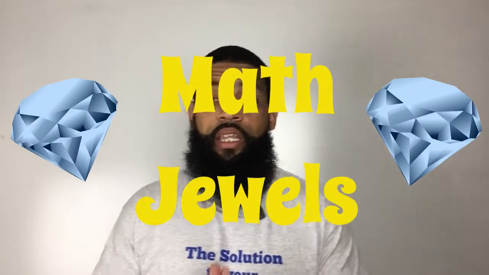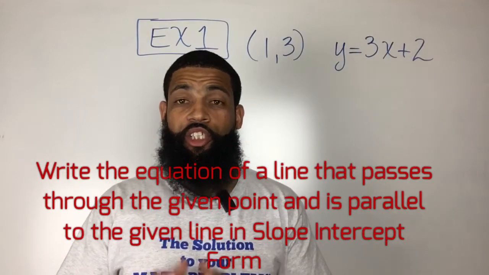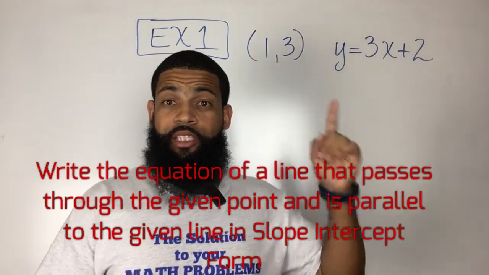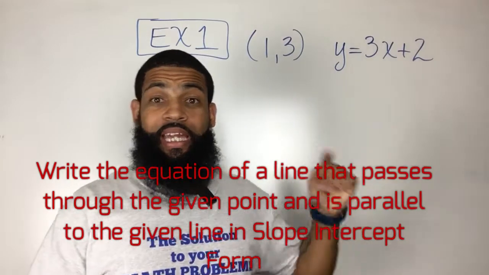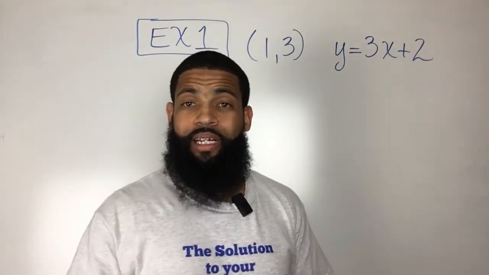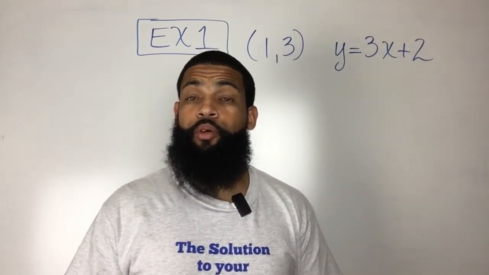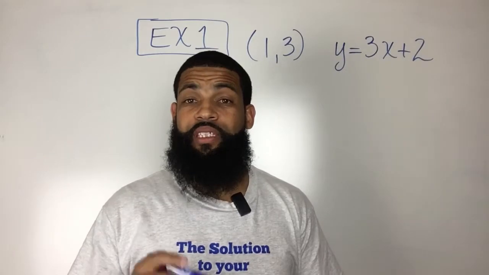In this video, I'm going to be talking about writing the equation of a line that is parallel to another line and passes through a specific point. What I want to do is write the equation of a line in slope-intercept form that passes through the point (1, 3), and it's parallel to this line right here. Parallel lines will always have the same slope. Once again, parallel lines will always have the same slope.